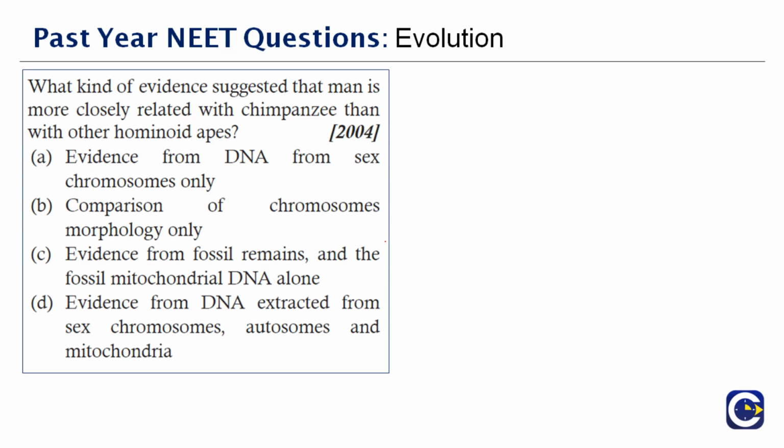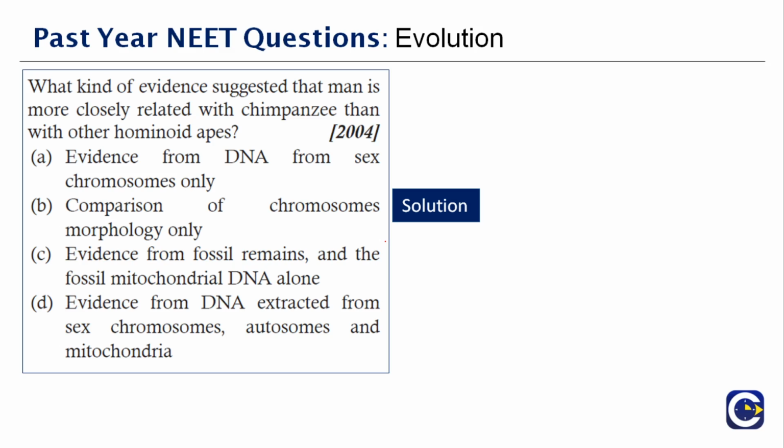Next question here. Okay, what kind of evidence suggested that man is more closely related to the chimpanzee than to the other hominoid apes? So one thing that I can tell you is that chimpanzee and gorilla are closely related to man. Do you agree with me? But that is the answer.